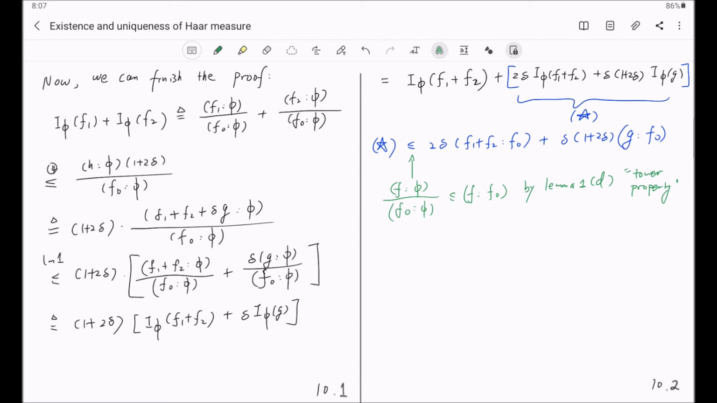And now, do not forget our ultimate goal. Our ultimate goal is to make this part, namely the difference between the sum of those two and this, as small as we want. In particular, we want this to be less than epsilon. And we haven't chosen the delta yet, but now we can do it. Now we can choose delta. How?